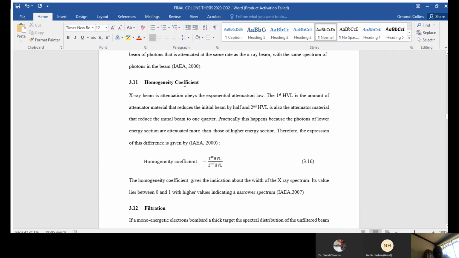So this is the homogeneity coefficient. It's the ratio of the first half value layer and the second half value layer. So the specification says it should be between 0 and 1. So later on, you'll see the values I got for this homogeneity coefficient.